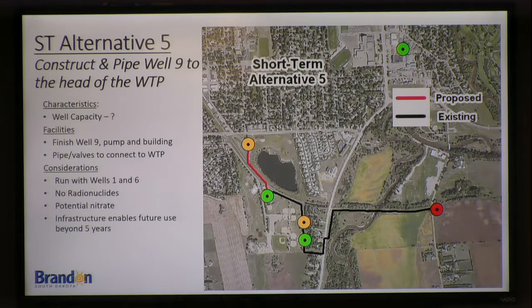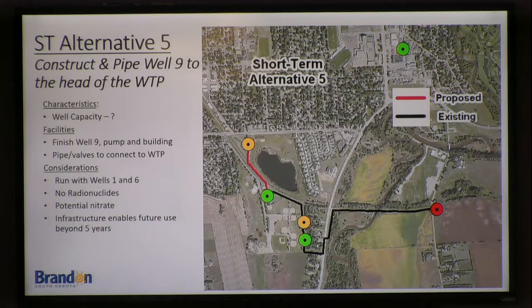So here's alternative 5, and that's just to continue on with well 9, get more water from there, and utilize that in the treatment plant. It's unknown what its capacity might be. It could be 200, it could be 400, it could be 150. It's unknown, so that's why there's a question mark. But it certainly is an alternative that could be considered to provide more water to the treatment plant.